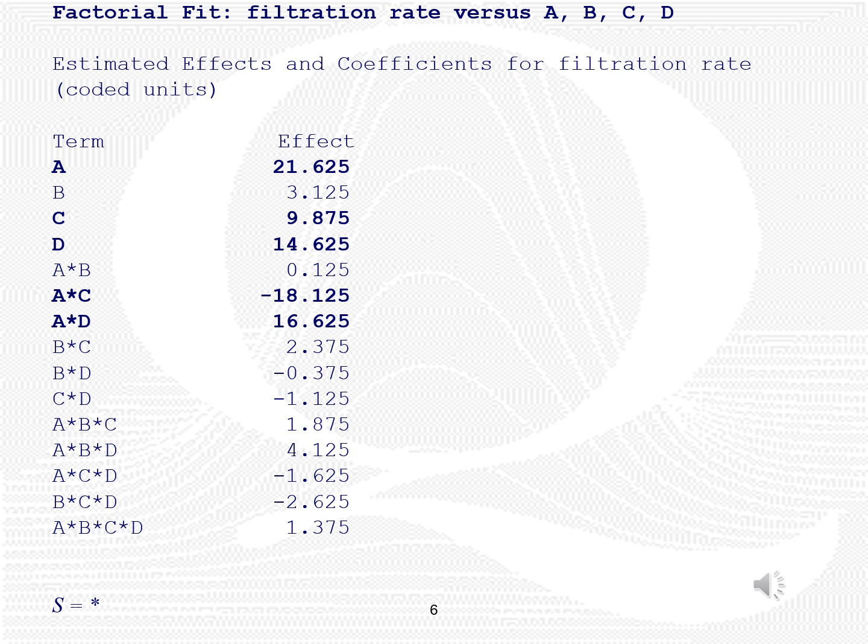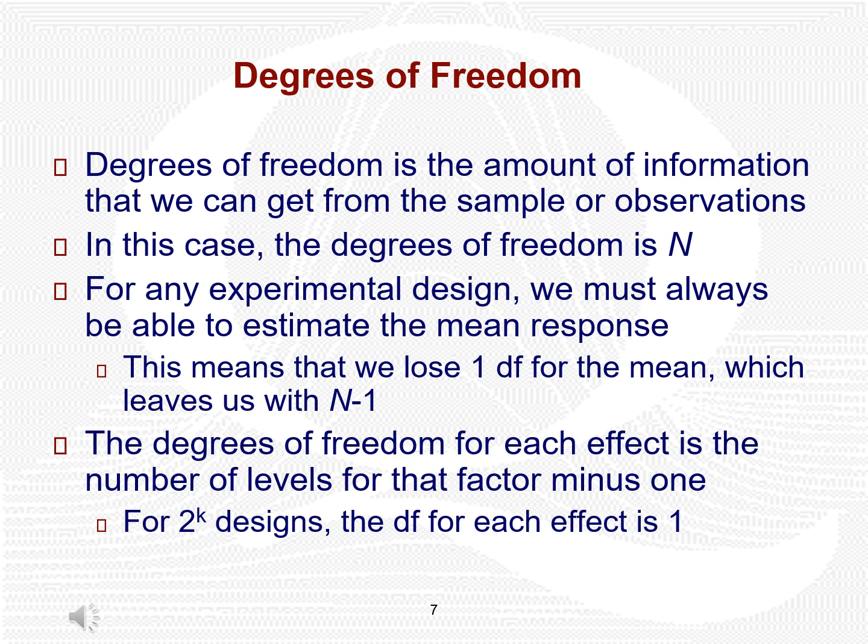You will see shortly that all of this is based on degrees of freedom. Degrees of freedom are a geometrical concept that you will learn more about in regression. In this class, we will use a loose interpretation of df. Degrees of freedom are the amount of information we have available from the sample or observations.